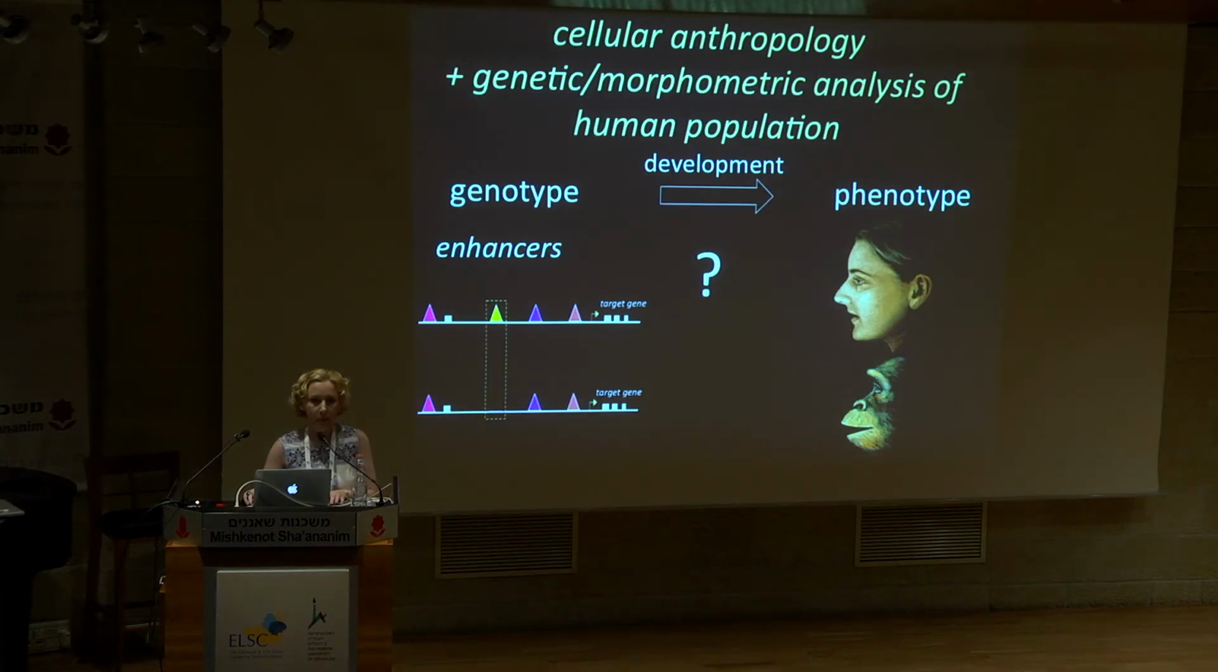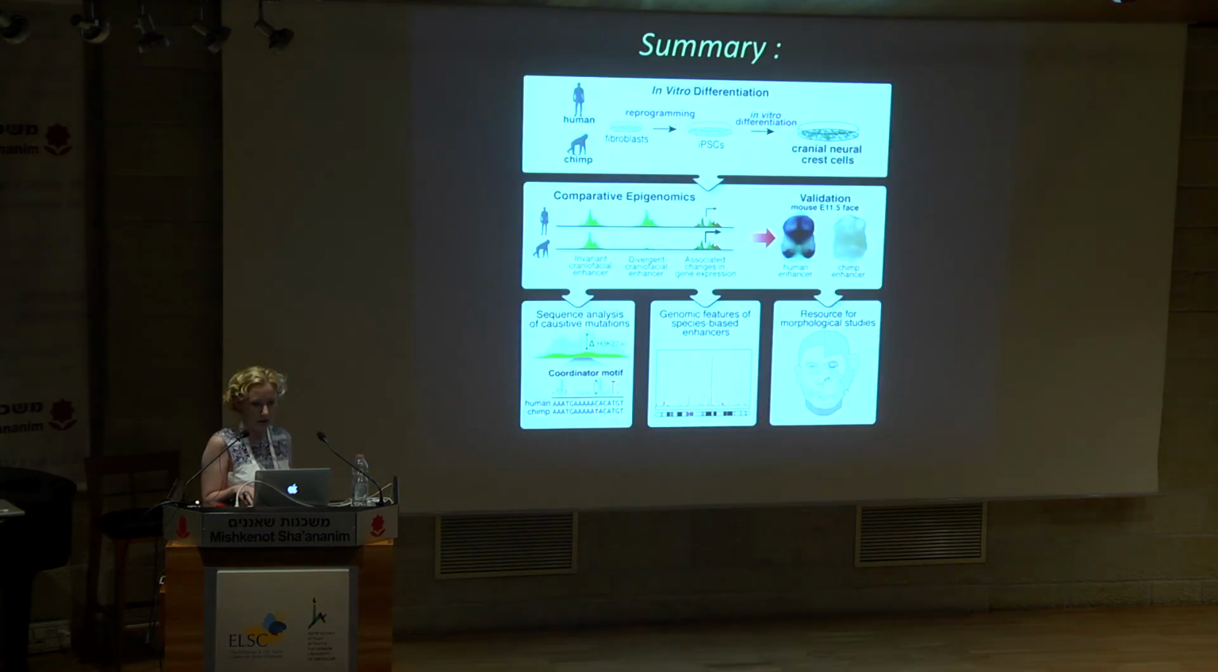But overall, I hope I convinced you that with this approach of cellular anthropology, coupled to the genetic and morphometric analysis of human populations, hopefully we will be able to make this genotype to phenotype connection and do so directly in humans. And with this, I would like to end. So what I told you about is that we can now derive through in vitro differentiation models cell populations that are relevant both developmentally and evolutionarily.